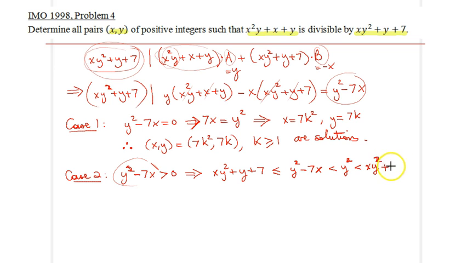That's why the strict inequality, y plus 7, is a contradiction, because xy squared plus y plus 7 is strictly xy squared plus y plus 7, so that's a contradiction. Therefore this case does not give us any solution. So there's only one final case to consider. Let's do it on the next page, I guess.